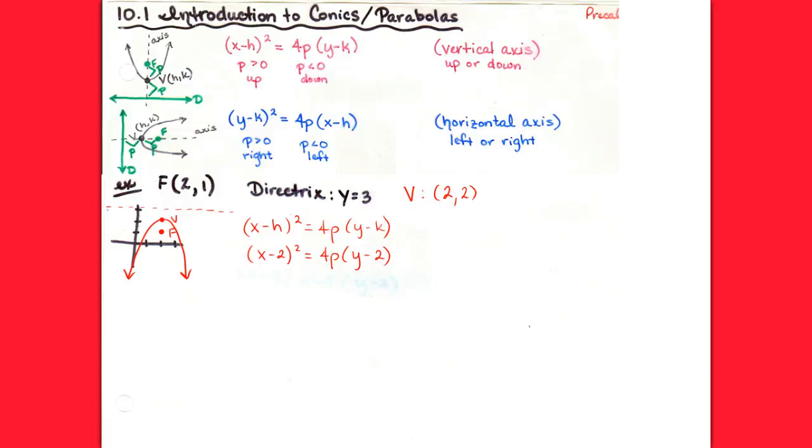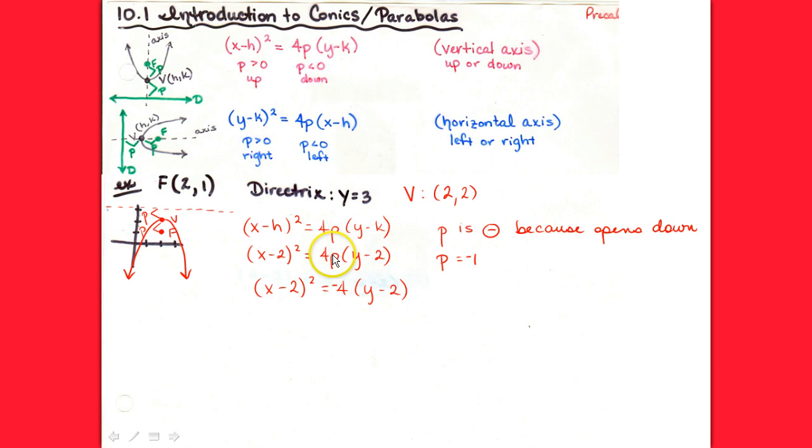Now we need P. Is P going to be positive or negative if I'm opening down? Negative, right? And what is the distance between either the vertex and the focus or the vertex and the directrix, whichever way you want to go? 1. So P then will be a -1. So let's put -1 in the place of P in our equation, and we've got it.